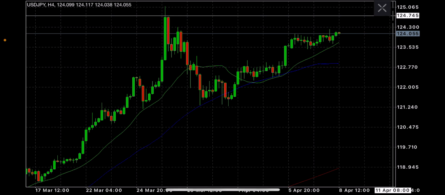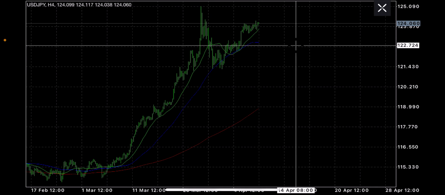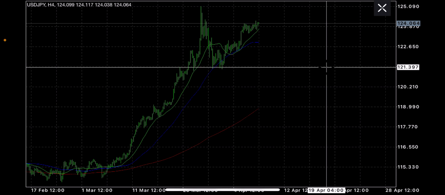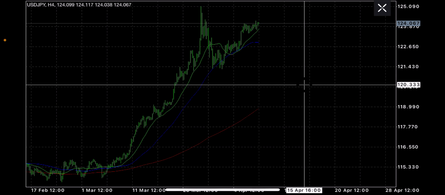So how far could we drop? We could drop as far as here or could drop as far as here. If we get to this area very aggressively with a lot of high momentum and velocity, then you're going to have to start considering this a price turnover, which means from a fundamental standpoint that the JPY is picking up its pace and strengthening, and the USD is starting to lose its pace and weakening.